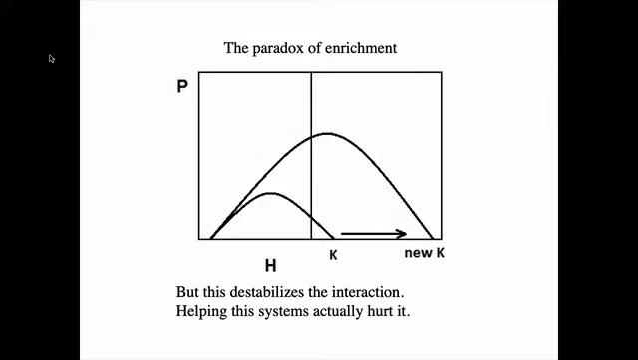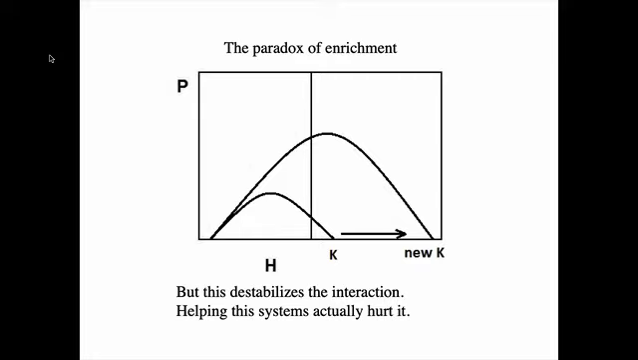Now, we learned this to our sorrow by trying to supplement the food of things that we wanted to cultivate, like supplemental feeding of deer in the winter. The deer population went extinct. Well, how the hell did that happen? Well, it's because it destabilized their interaction with their predators. So, helping the population hurt it.